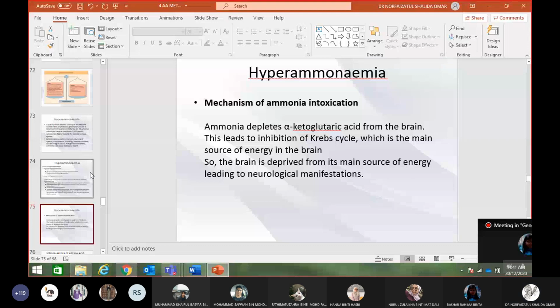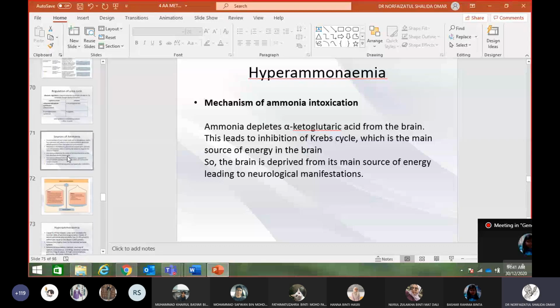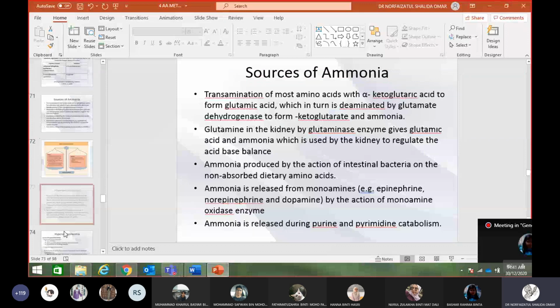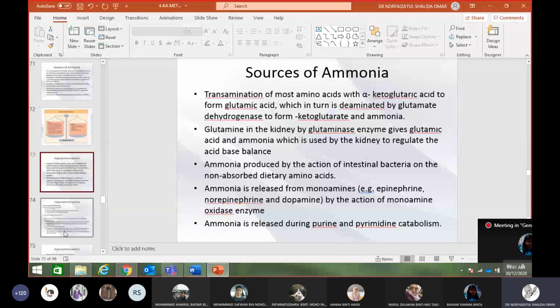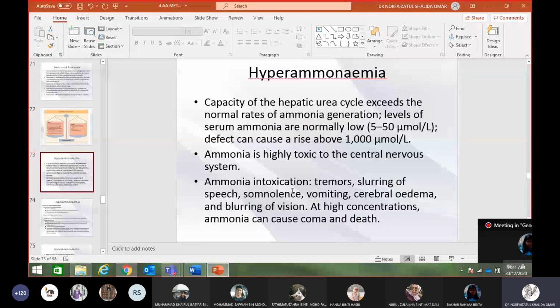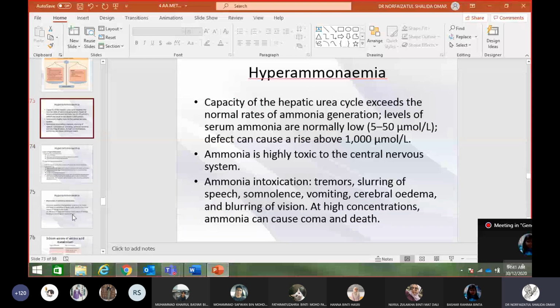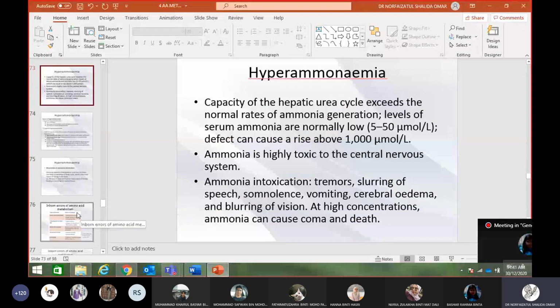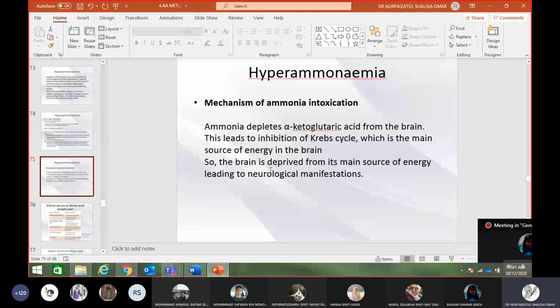Okay, and the edema. Cerebral edema. So a slurring of speech and then a tremor. So all these happen because there's not enough energy production in the brain. So that's the mechanism. Any question on this?